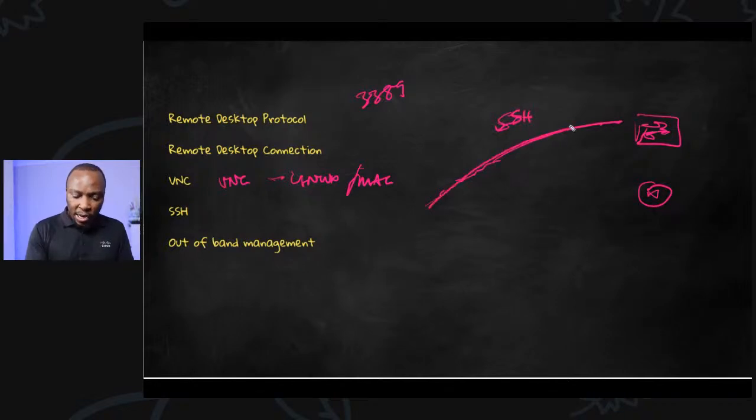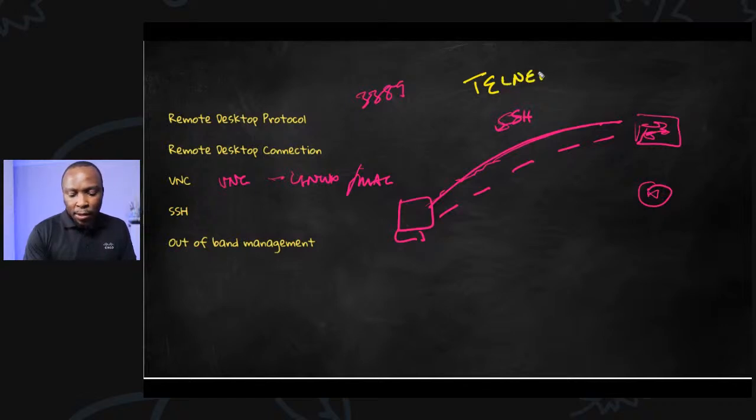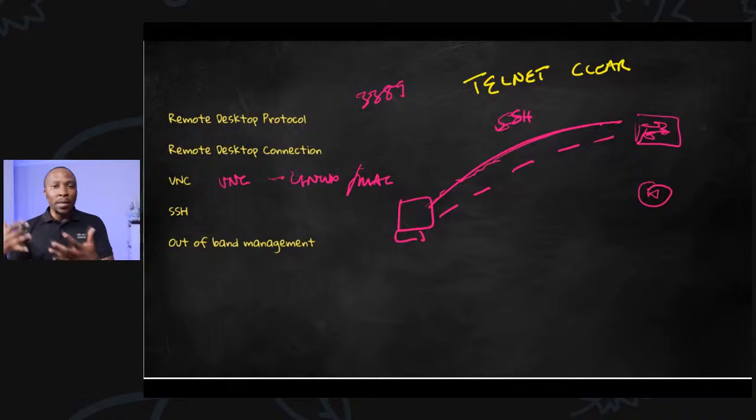So SSH then allows you to connect via your PC and then get to these devices via SSH. The alternative back in the day was something known as Telnet. It still works, but it's not recommended. The reason being that Telnet is not secure. Information with Telnet is sent in clear text. So if someone was to eavesdrop the conversation, they can see your passwords going through the network.